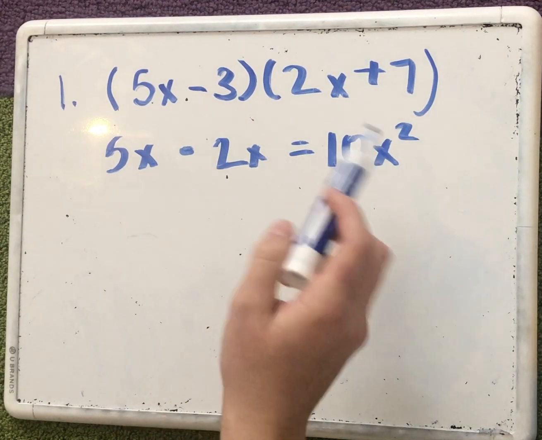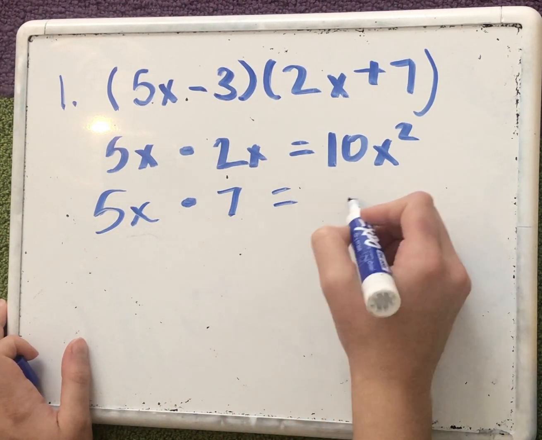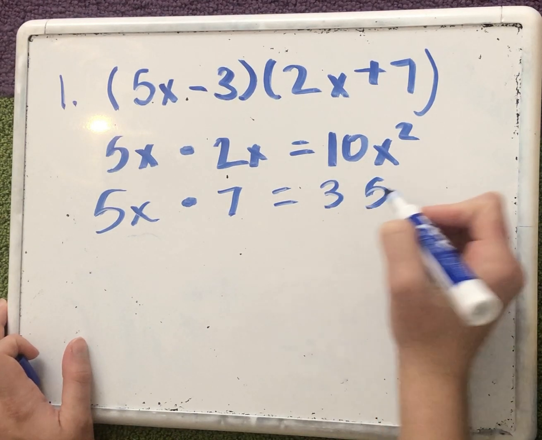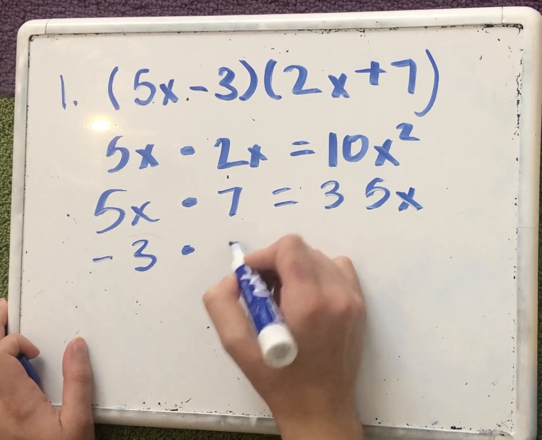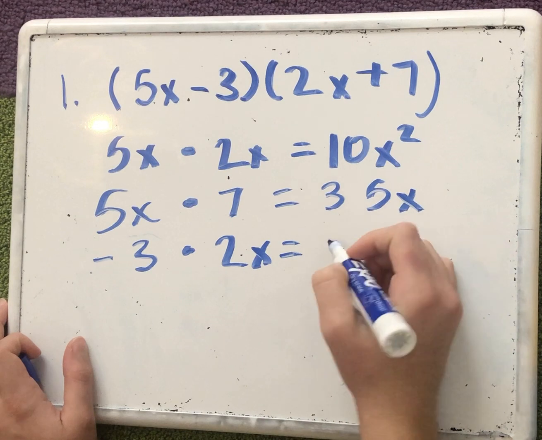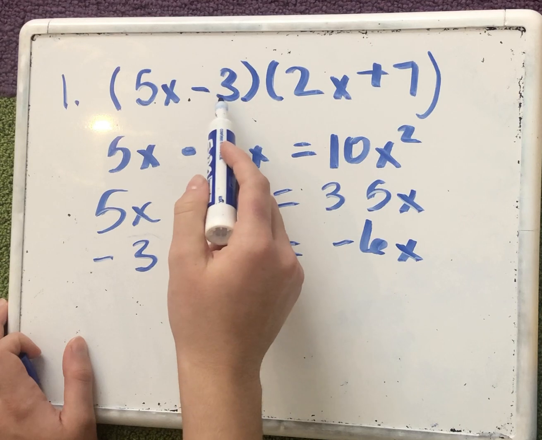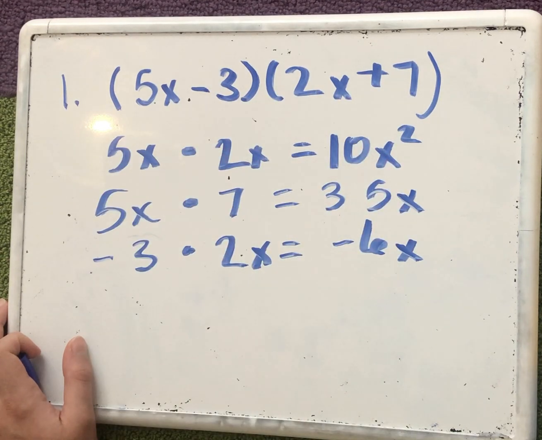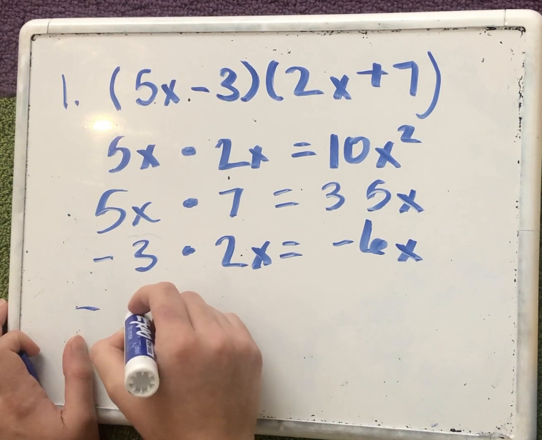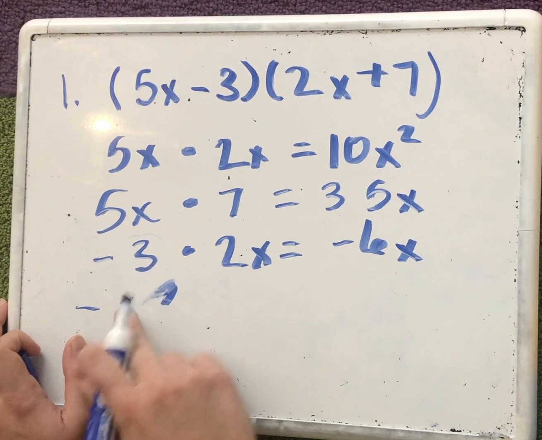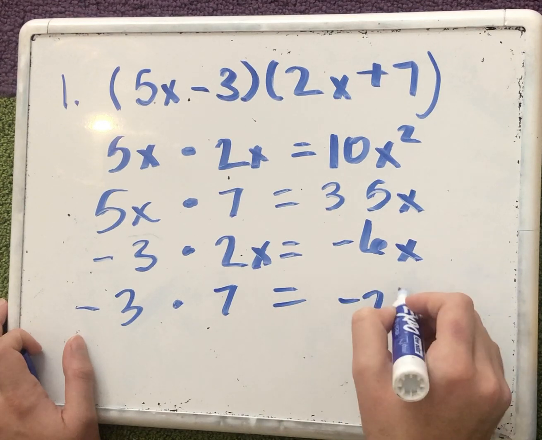Then you're going to do the outer, 5x and 7. 5x times 7 equals 35x. And then you're going to do the inner, negative 3 times 2x equals negative 6x. And finally, the last step is negative 3 and 7, which is the leftovers, the last thing we have to do. Negative 3 times 7 equals negative 21.